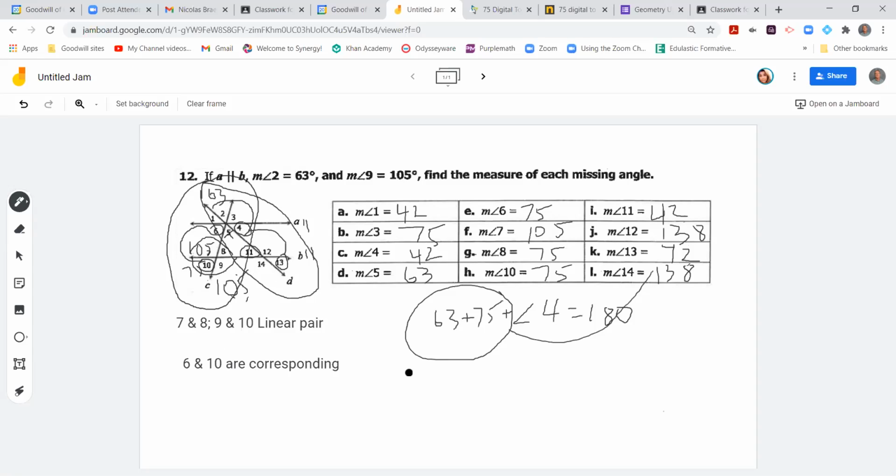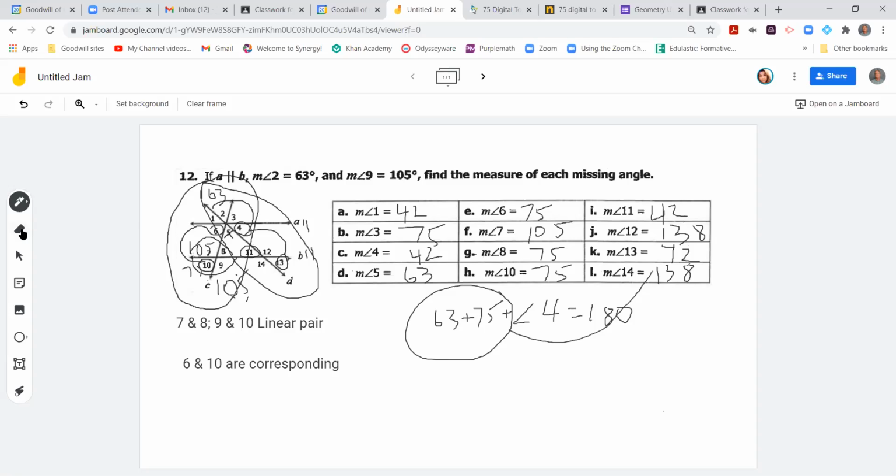Remember, the vertical angle definition can be one of the most helpful things that you come across here, because anytime two lines cross, the angles that are opposite each other, up and down, left and right, are always going to be congruent. They come in pairs. They're congruent.